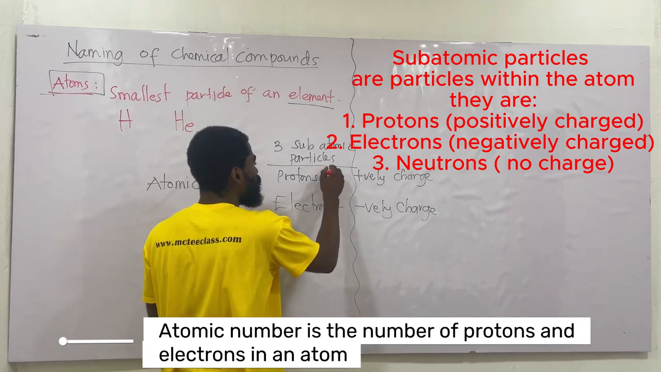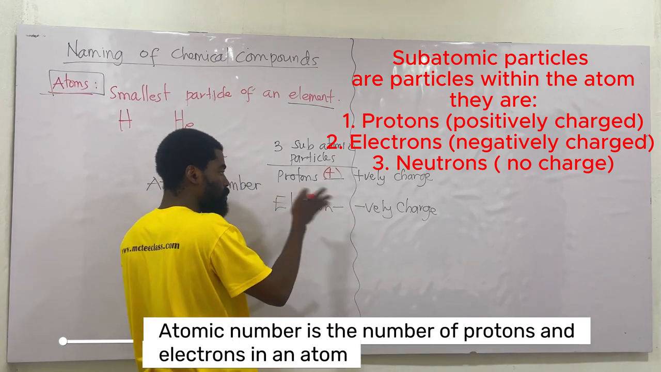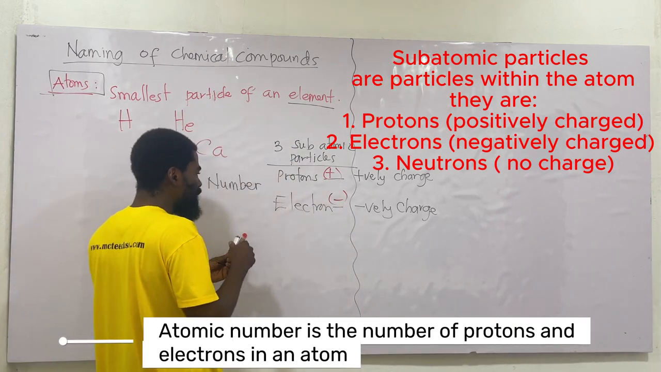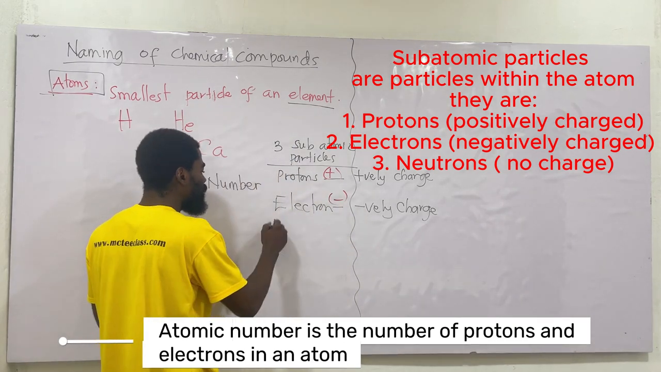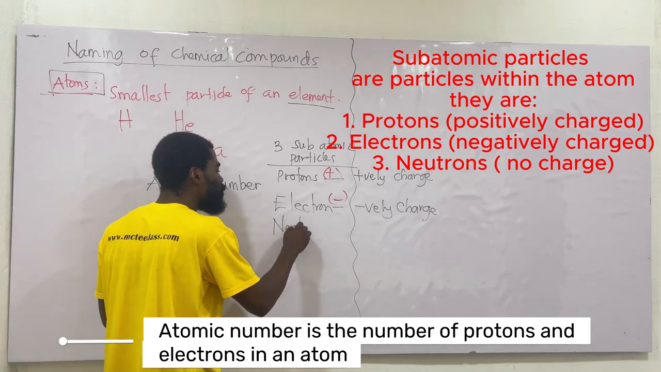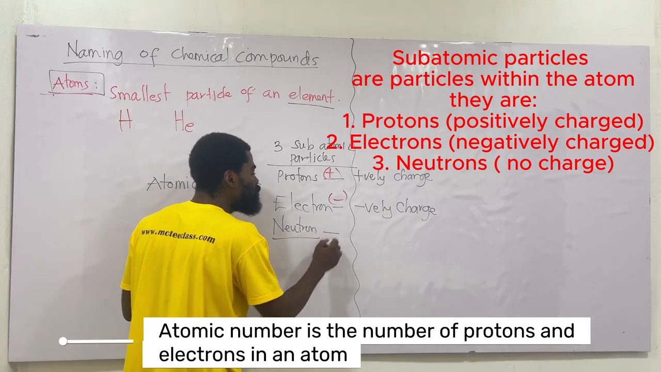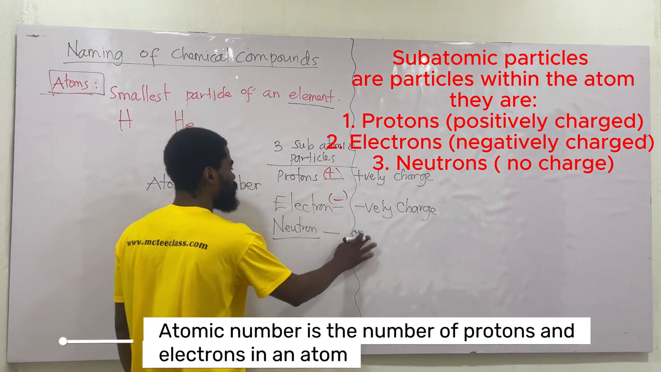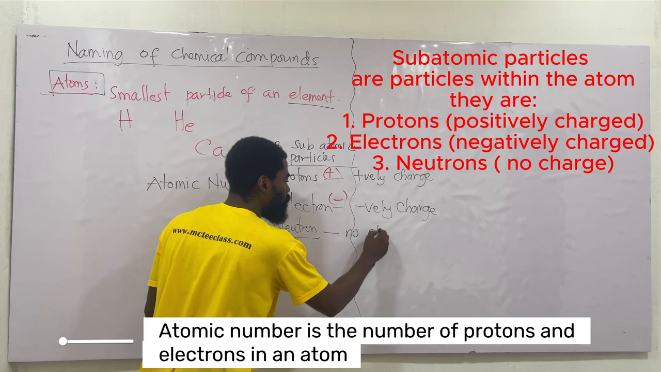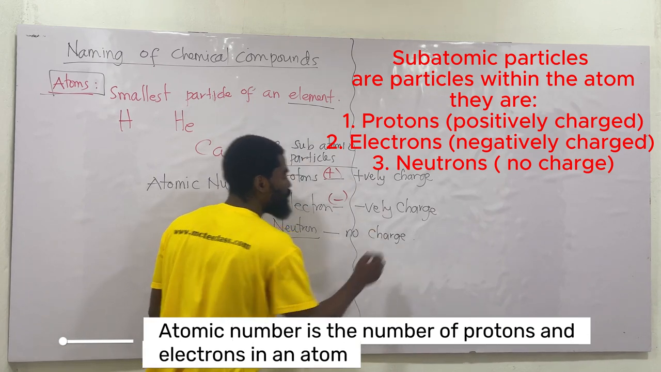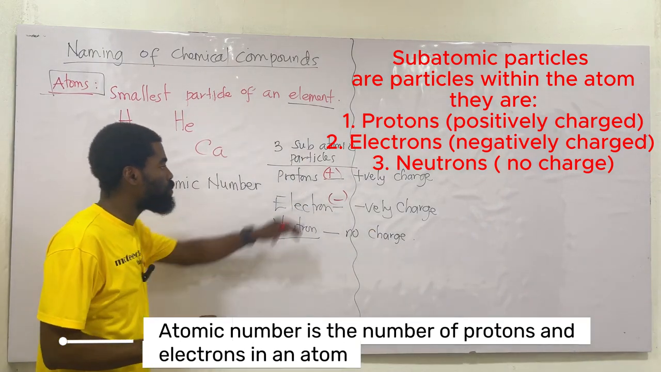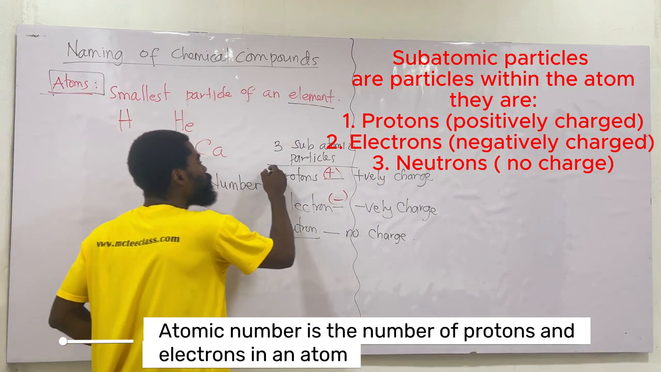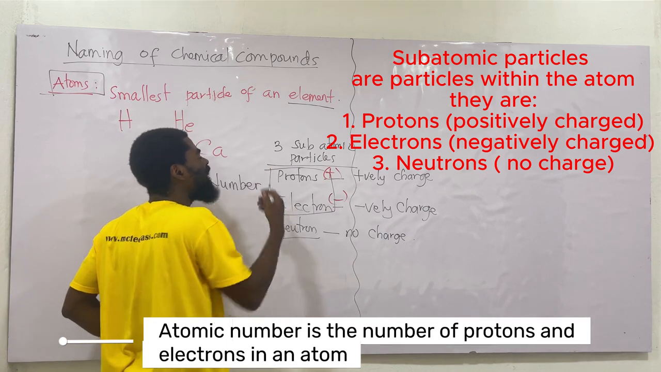So protons, don't forget, P for what? For positive, so plus. E is negative, so minus. These guys are minus. Then we have the next group of subatomic particles called the what? The neutrons. Now, if you listen to their name, neutrons have no what? They have no charge. So these guys don't carry any charge. So positive, negative, and no charge.